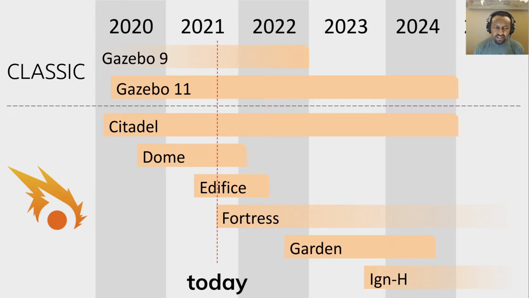And this is kind of the timeline. Gazebo 11 is the last release of Gazebo Classic, and it will be maintained till about 2025, but no new features. All development now goes into Ignition. And as you can see, the version names follow an architectural theme. Fortress is the current release, and Citadel and Fortress are long-term support.